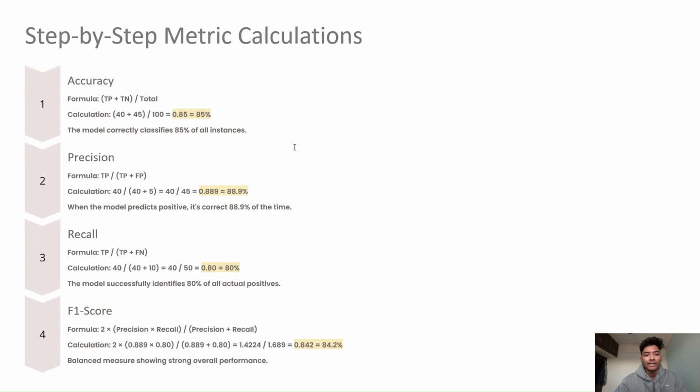Now the next metric is recall. Formula is TP whole upon TP plus FN. Now calculation is 40 whole upon 40 plus 10, which is 40 upon 50, which gives us 80%. This means the model catches 80% of the actual positives. Now the F1 score formula is 2 into precision into recall whole upon precision plus recall. Now after calculation, the result is 84.2%. The F1 score is a balanced measure that considers both precision and recall, showing a strong overall performance.